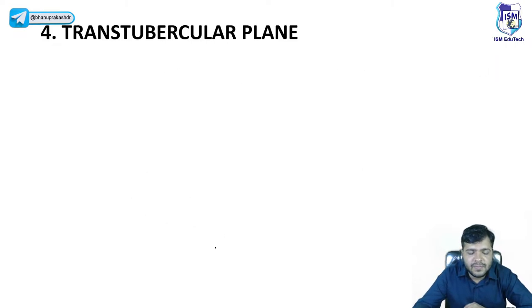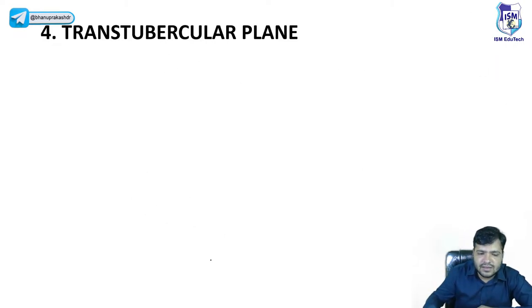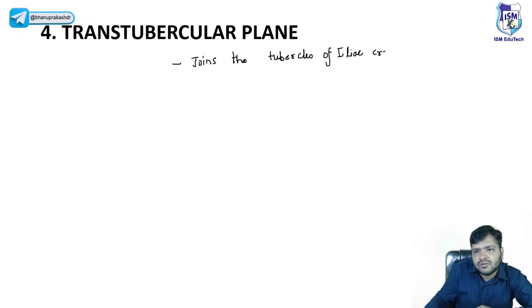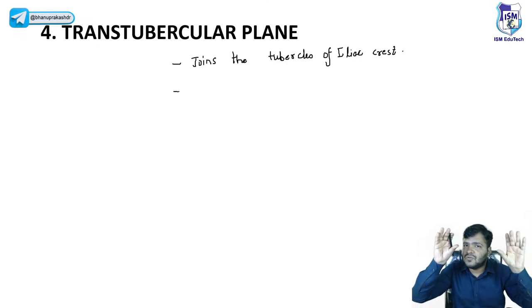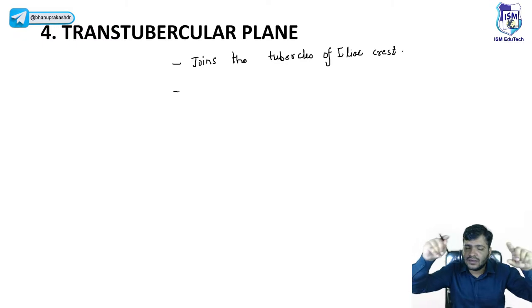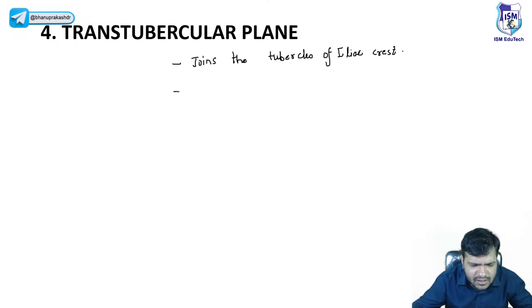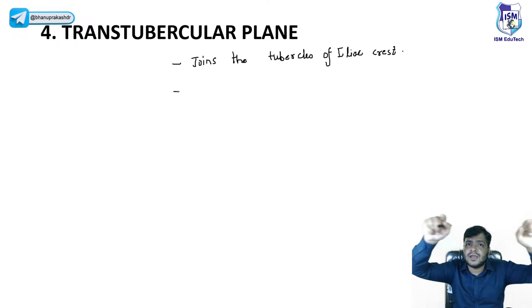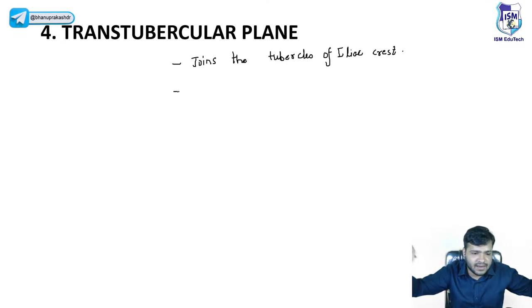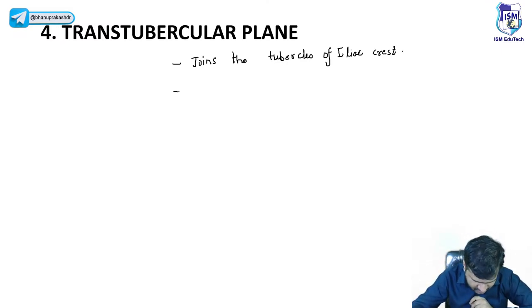So the transtubercular plane, the last one that you have to remember, guys, joins the tubercles of the iliac crest. I've already told you, the iliac crest is that very thick border, the uppermost part of the ilium. That crest has a small rounded projection called the tubercle. The right tubercle and the left tubercle are joined by this particular plane, called the transtubercular plane.